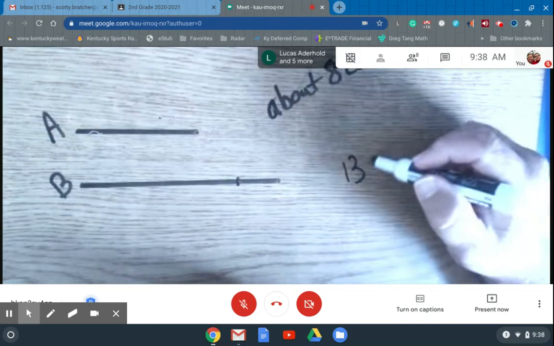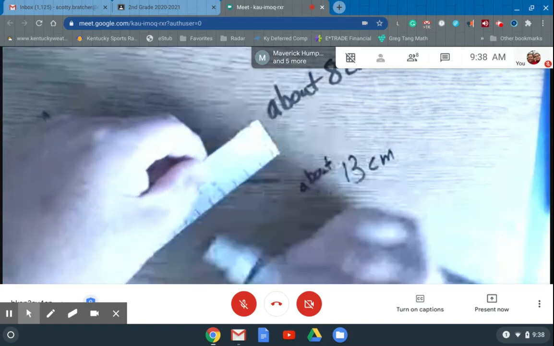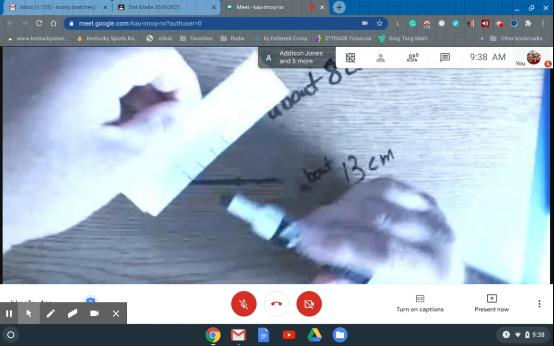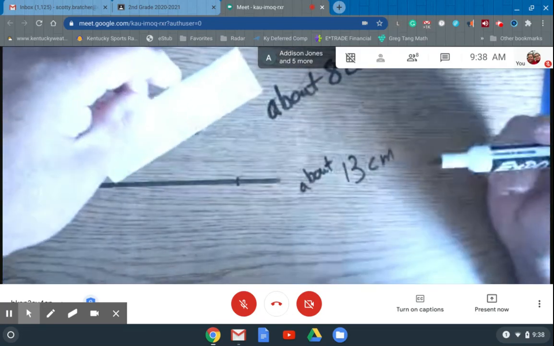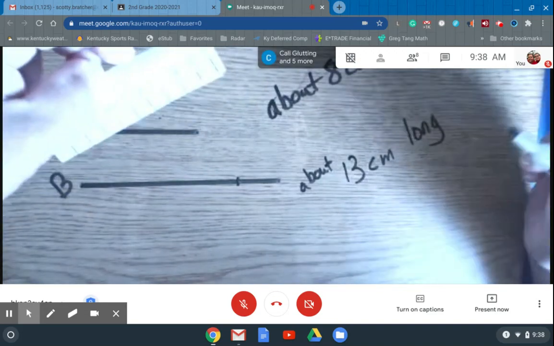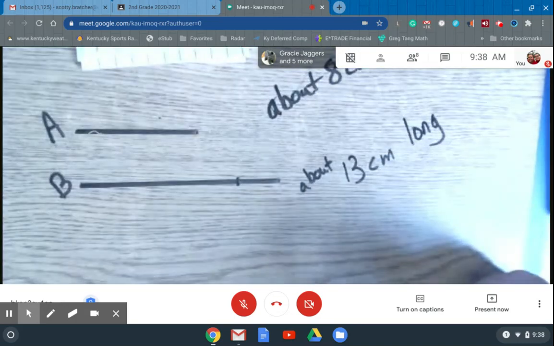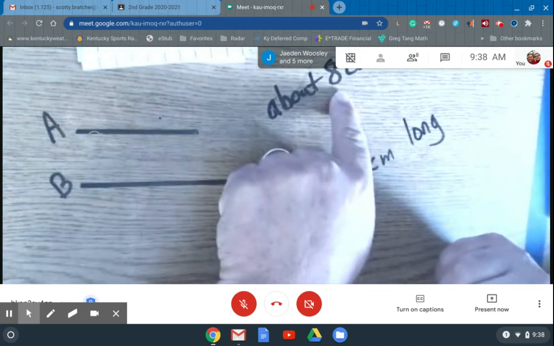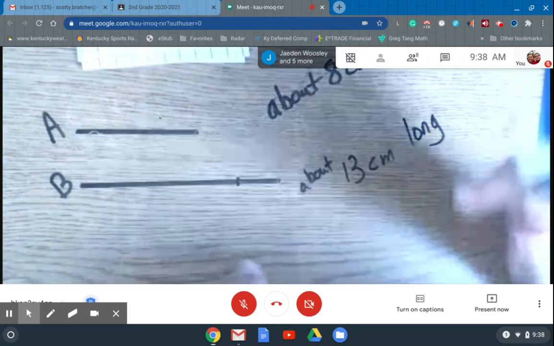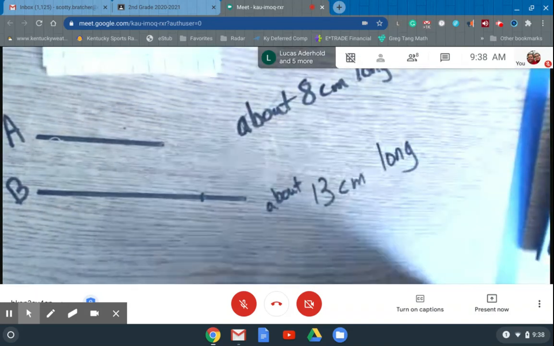And we're going to put about, because I'm not using a standard ruler that was printed. This one was one that I just made, so it could be off just a little bit. Okay. So I used my centimeter ruler, and line A is about 8 centimeters long, and line B is about 13 centimeters long.